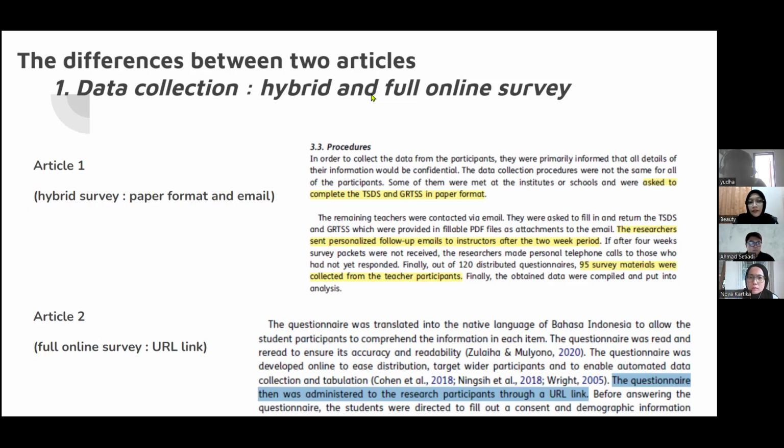So the first difference is in the data collection. The first article is a hybrid survey, meanwhile the second article is a full online survey using a URL link. Okay, next.